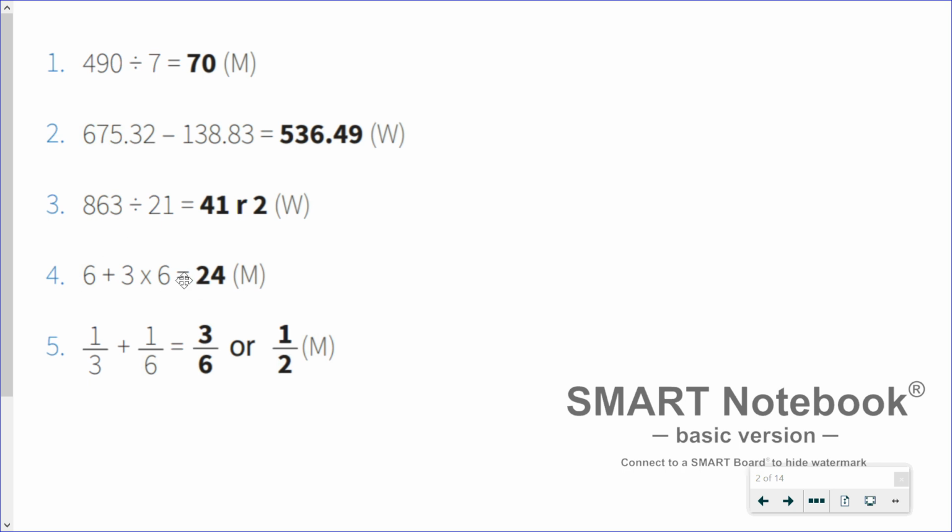6 add 3 times 6. 3 times 6 is 18. Add your 6 is 24, so you could do that mentally. And then a third, add a sixth. We need to change this third into sixths. Times the bottom by 2 means times the top by 2. So 2 sixths, add 1 sixth is 3 sixths, simplified to a half. Hopefully we did okay on those.